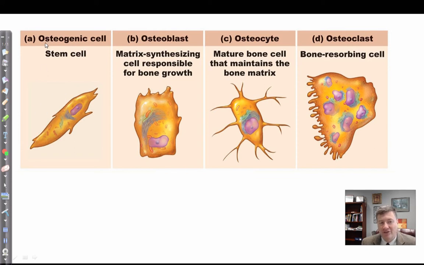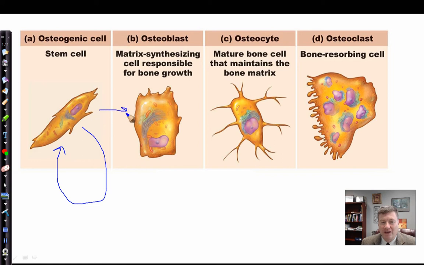And osteoprogenitor or osteogenic cells, whenever you see genic or progenit, that means to make. So osteogenic cells are going to be stem cells. And stem cells have two fates. Stem cells make other stem cells, or stem cells will make osteoblasts. So osteogenic cells, again, are going to be the cells that we associate with making the other cells, principally for bone matrix development and bone maintenance. So that's them.